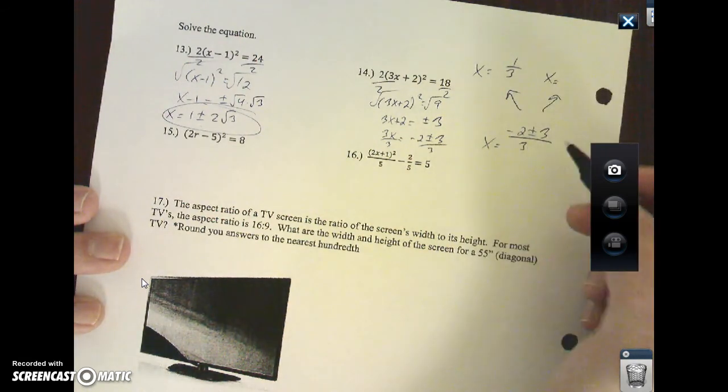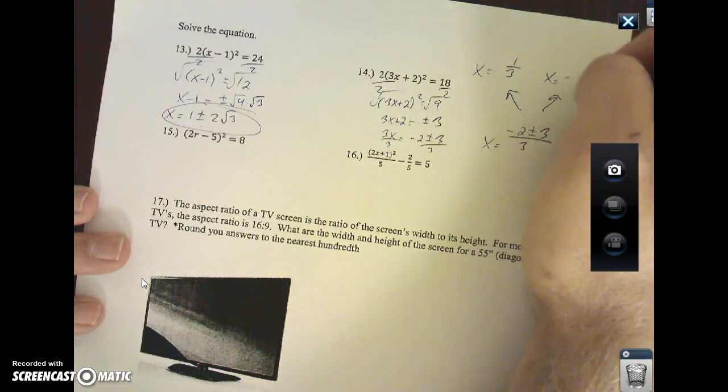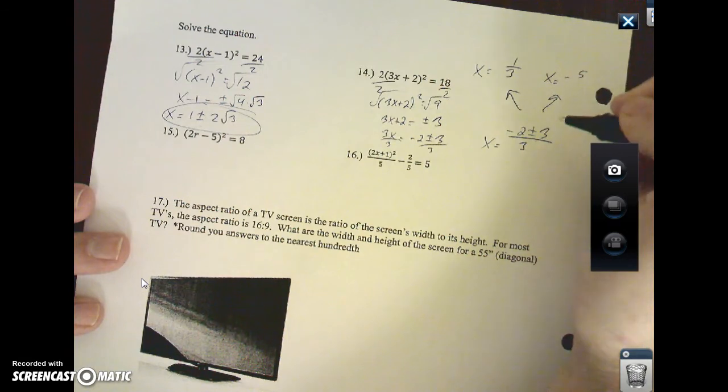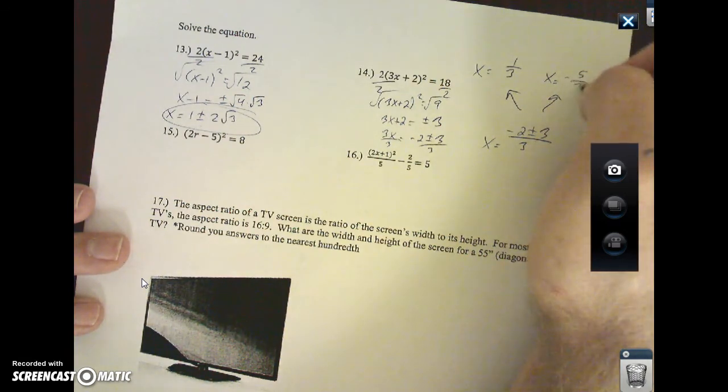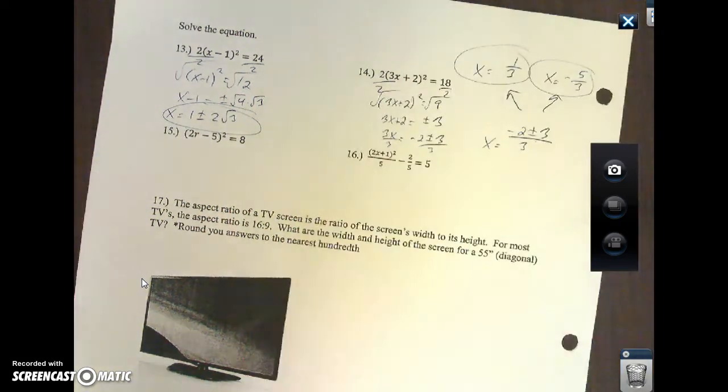Negative 2 minus 3 is negative 5 divided by 3 is negative 5/3. Okay? Please accept fractions into your life. Okay? They help you become whole. But seriously, if you need them, they're very important.